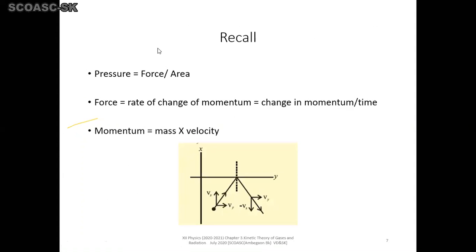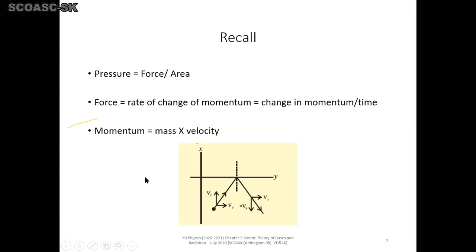In the next slide, we are going to derive an expression for the pressure that is acting on the walls of the container in which you have kept the gas. For that, force per unit area is the formula for pressure. How do I find force? It is the rate of change of momentum, or the change in momentum upon time. And momentum is mass into velocity. I'm going to use all this in deriving the expression for pressure.